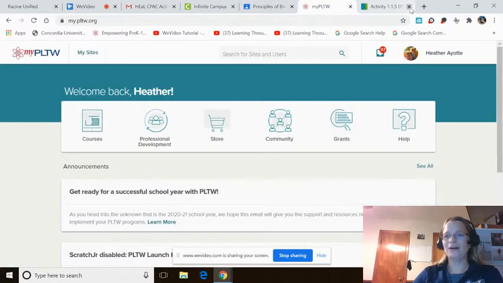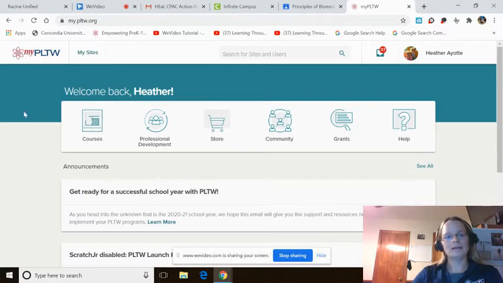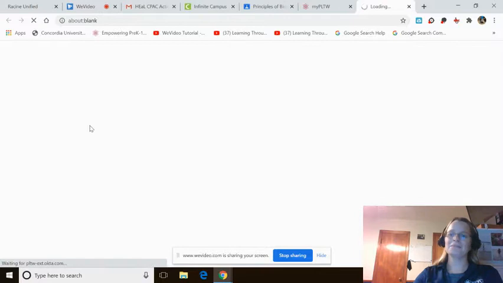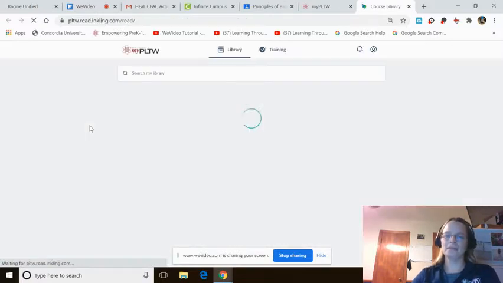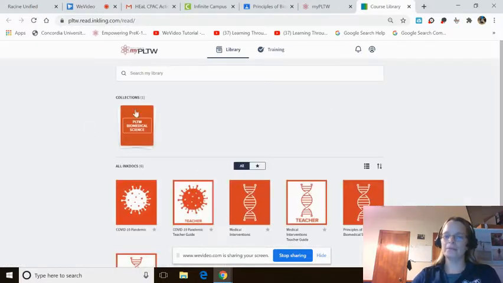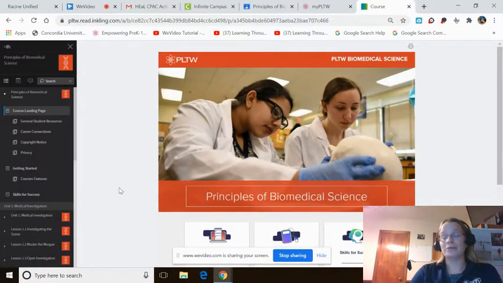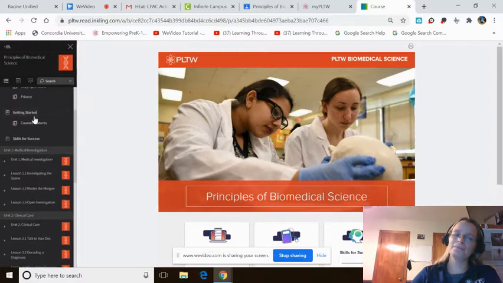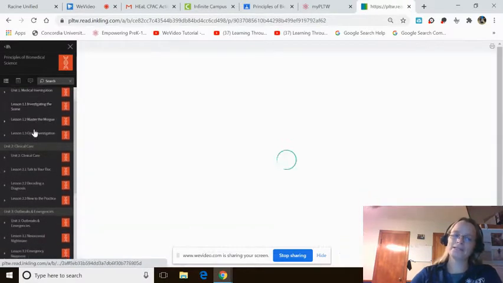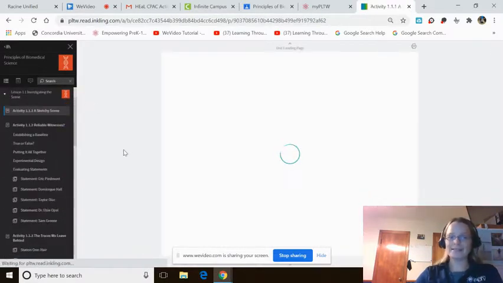All right, so you've logged on. Click from the main page, click Courses, and it brings you to your library. You see COVID-19 Pandemic and Principles of Biomedical Science. So you click Principles of Biomedical Science, as always. You see the two young ladies examining the skull. Use the left side search bar and go to Lesson 1.1, Investigating the Scene.